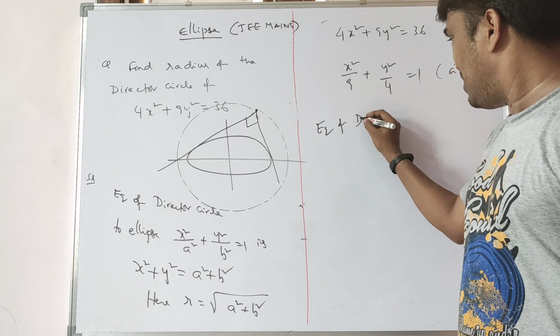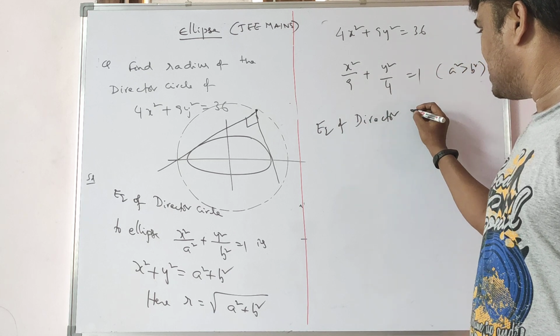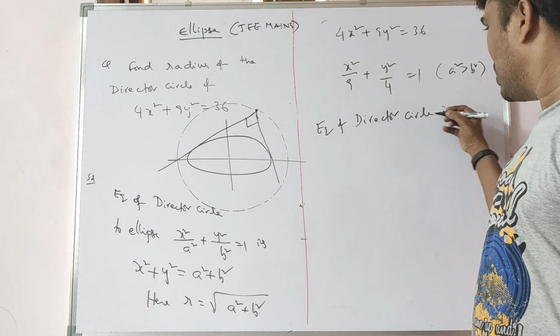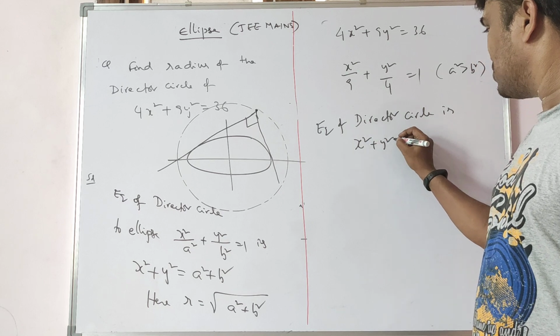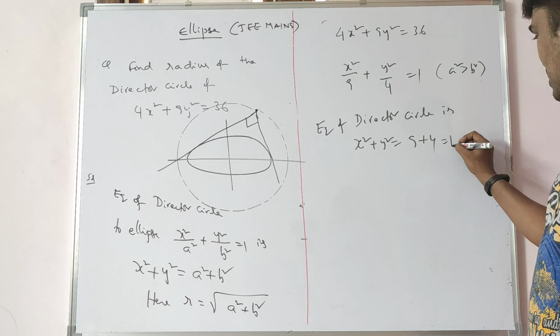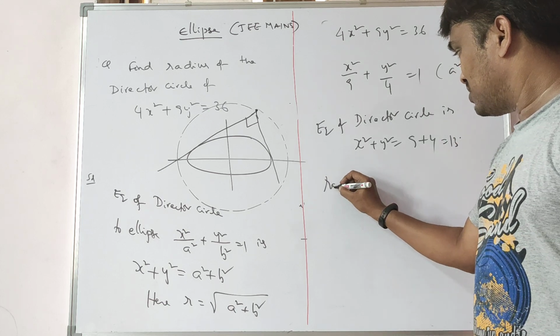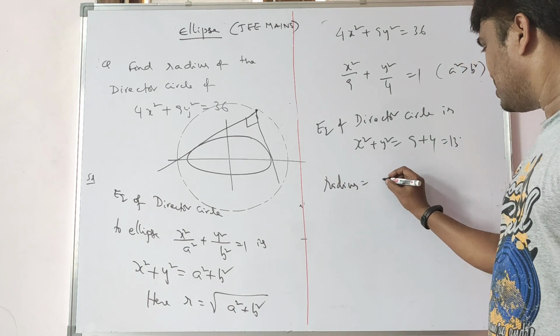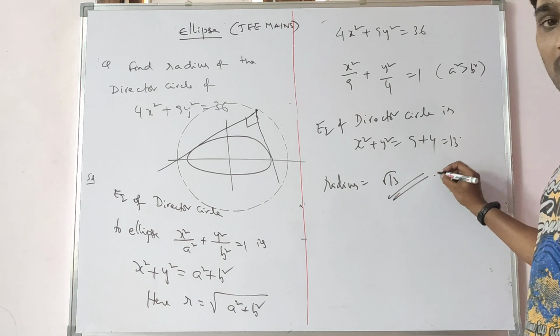Therefore, equation of director circle is, what is that? x square plus y square is equal to a square plus b square. This is 13. Therefore, radius, what is the answer? Root over 13. That is the answer.